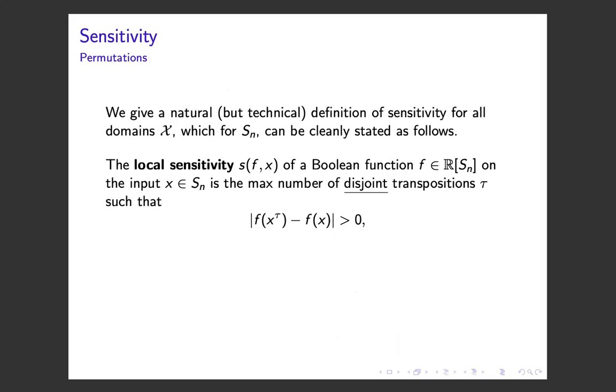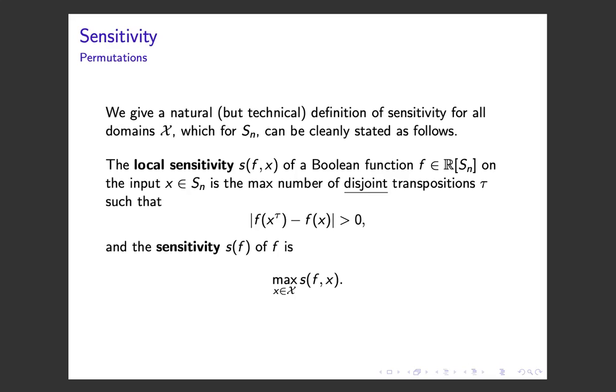We have local sensitivity as before, but instead of thinking about exclusive OR as our perturbation, we're looking at transpositions. And so the local sensitivity is just going to be the maximum number of disjoint transpositions that have this property, of course. And for the sensitivity, we're just going to do the same thing: we're looking at all elements of our domain, and we're taking the max local sensitivity.